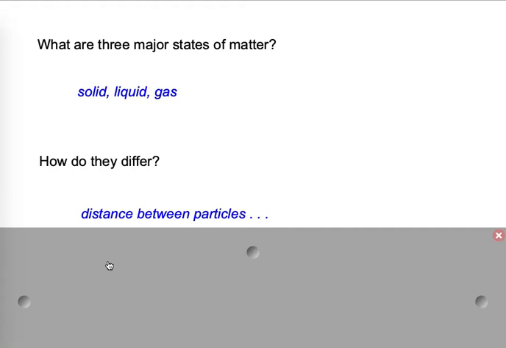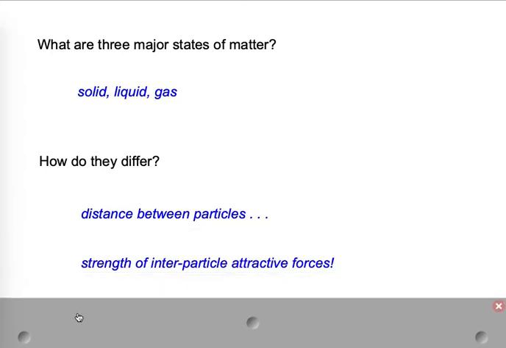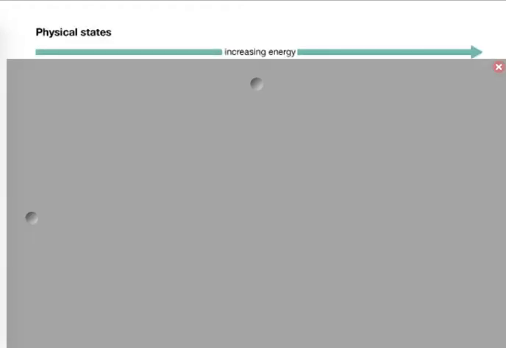Well, what influences whether particles stick together really tightly, as in a solid, or whether they're very far apart from each other, as in a gas? Well, clearly, that's going to depend upon the strength of the interparticle attractive forces, which we talked about a couple of units ago, and we'll come back to that later. So, here's a nice diagram I found online.